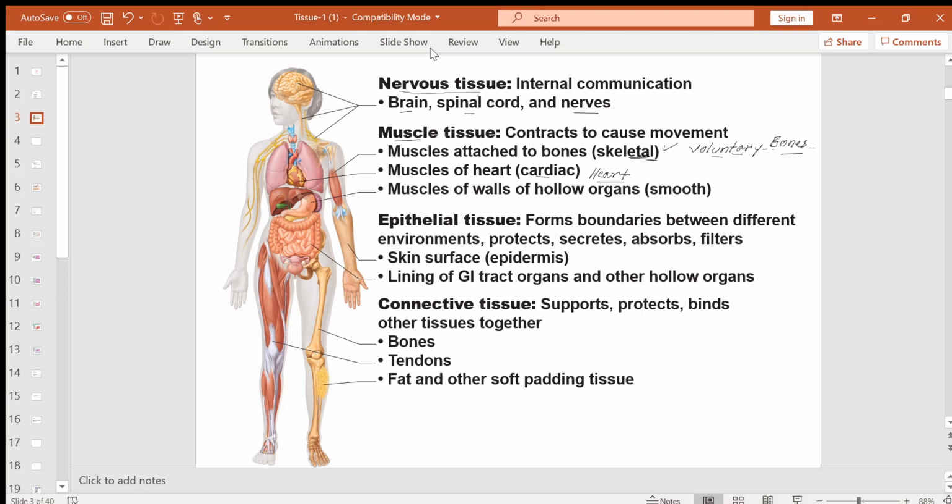So skeletal muscle is voluntary and attached to the bones, and cardiac muscle is involuntary. That means we cannot control it, and it is found only in the heart. It is a highly specialized type of muscle tissue. And another type of muscle tissue is the smooth muscle tissue. It is also involuntary.